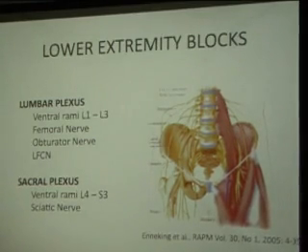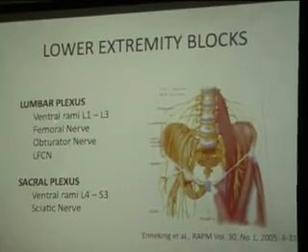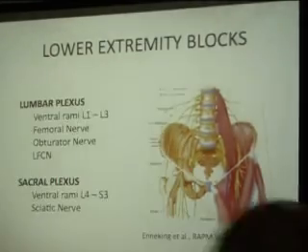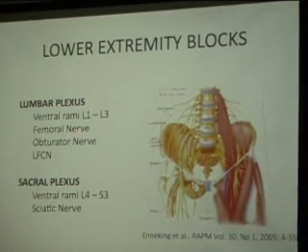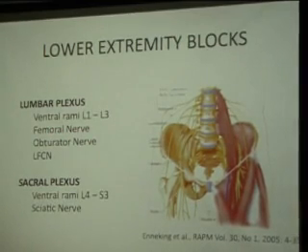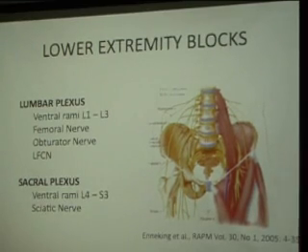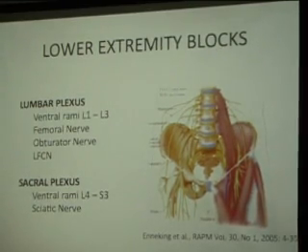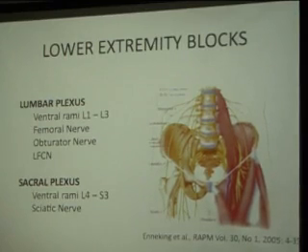As you all know, the lower extremity is supplied by the lumbosacral plexus. The lumbar plexus is formed by the ventral rami of L1 to L3, and the three major nerves that come out are the femoral nerve, the obturator nerve, and the lateral femoral cutaneous nerve. From the sacral plexus, which is formed from the L4 to S3 nerve roots, the ventral rami, the sciatic nerve comes out. If you can block the lumbar plexus and the sacral plexus, you can basically do any lower extremity surgery.